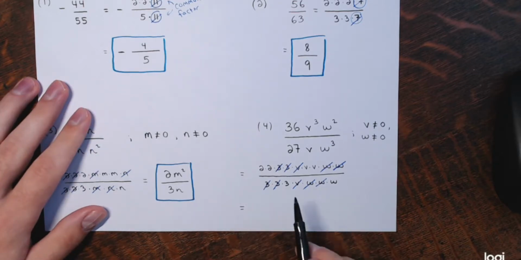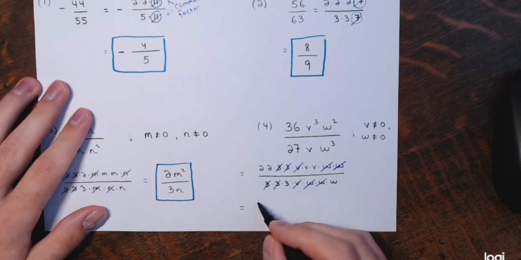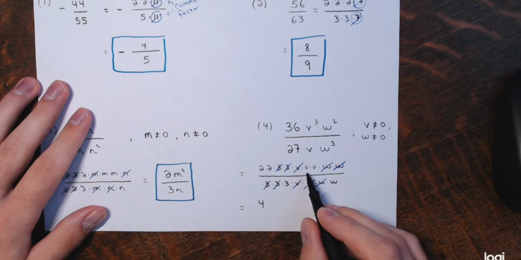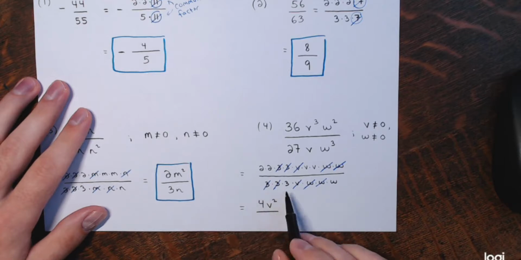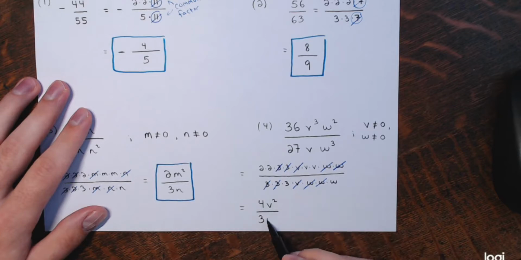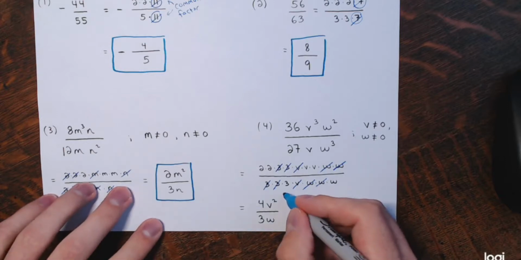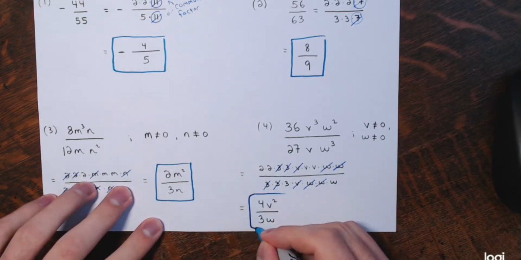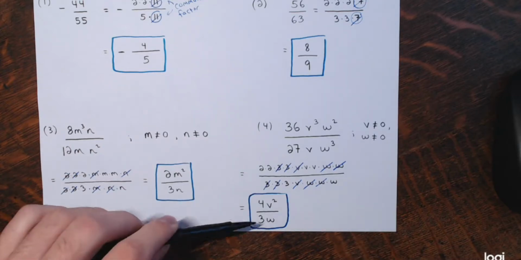And now what's left over? In the numerator, I have 2 times 2, which is 4, times v times v, which is v squared. And in the denominator, I have 3 as the numerical factor left over times w. Right, and there we go. That is as simple as that fraction will get. 4v squared divided by 3w.